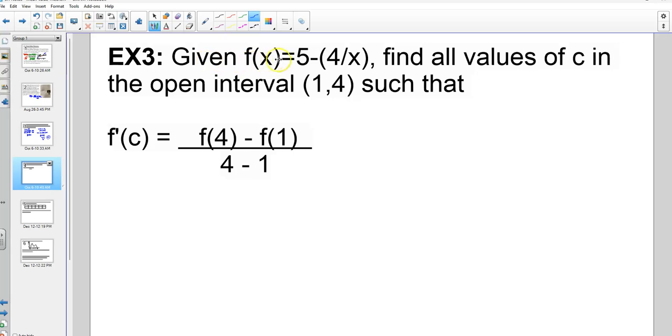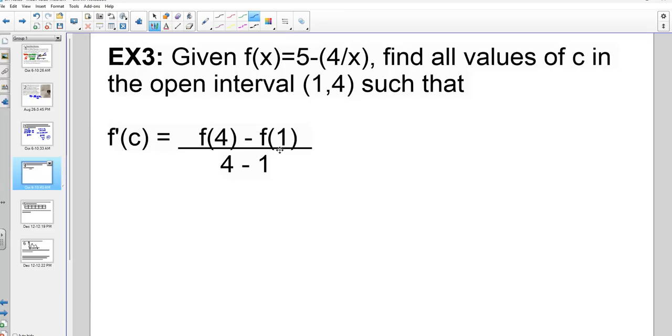All right. So given that f of x equals 5 minus 4 over x, find all values of c in the open interval 1 to 4 such that f prime of c equals f of 4 minus f of 1 over 4 minus 1. Now, this one didn't say mean value theorem, right? A lot of times this is the way they will present it on the AP exam. But we know it is mean value theorem because f prime of c is your instantaneous rate of change. And f of 4 minus f of 1 over 4 minus 1 is your average rate of change on that interval.